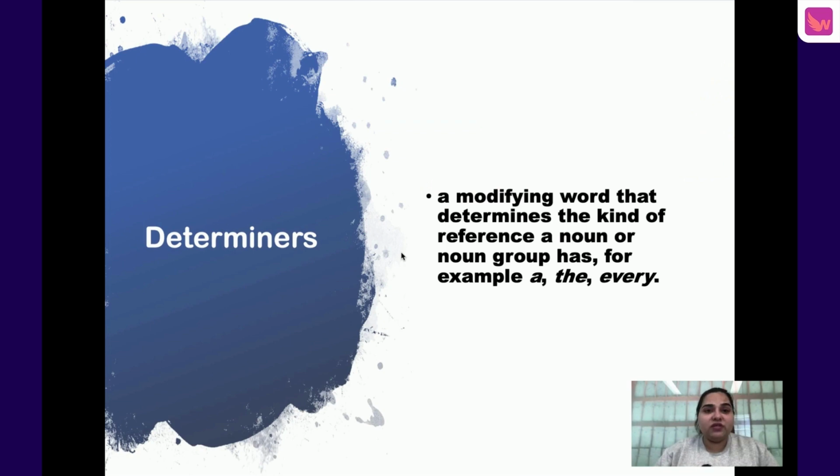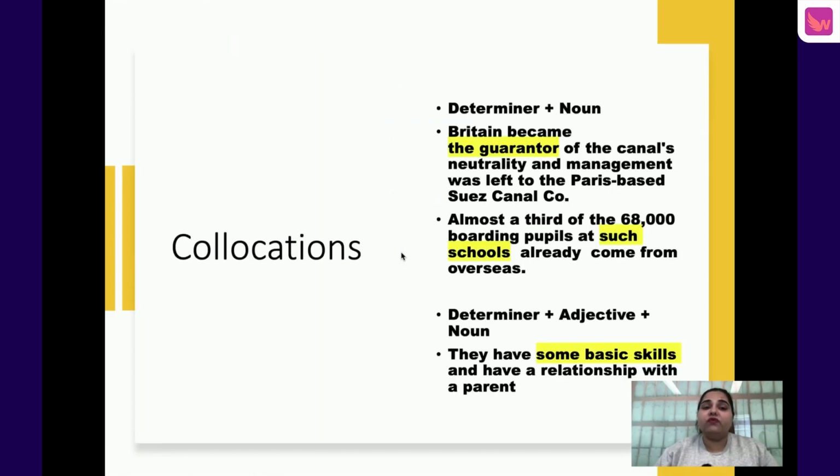Then we have determiners, a modifying word that determines the kind of reference a noun or noun group has. For example, the, very. So we've got collocation with noun. A determiner comes before a noun, like "Britain became the guarantor." So if there is a blank after the or an, it's definitely a noun. And some words like such schools, some basic skills. So these are the collocations.